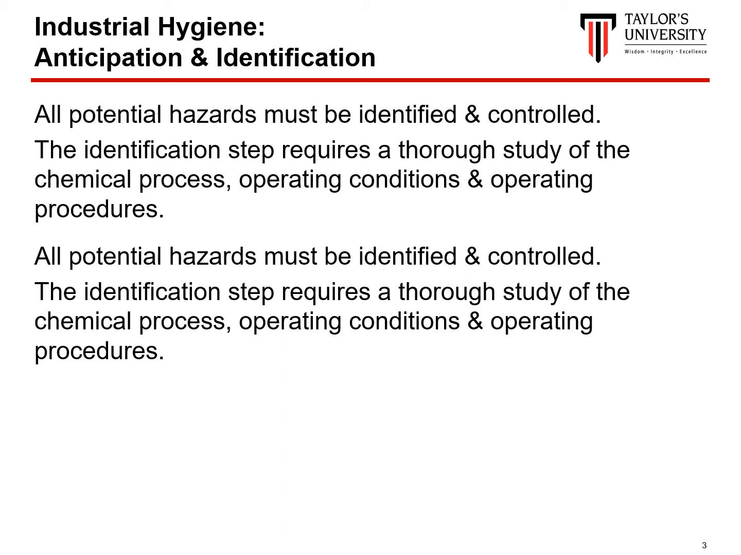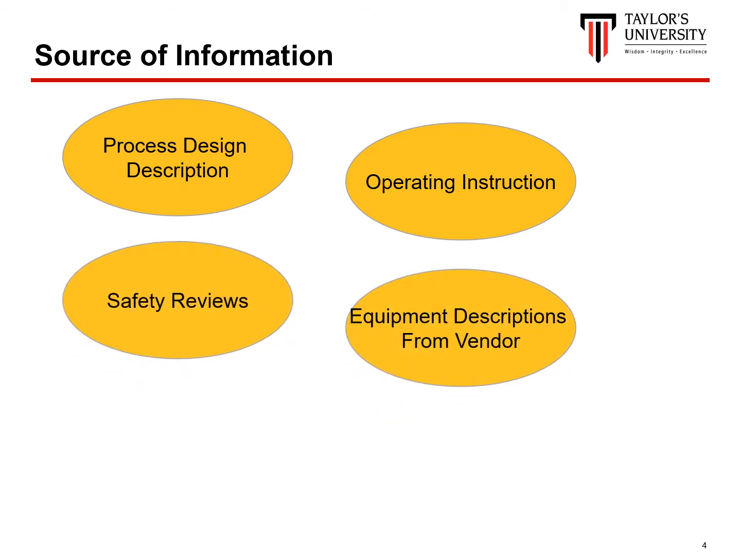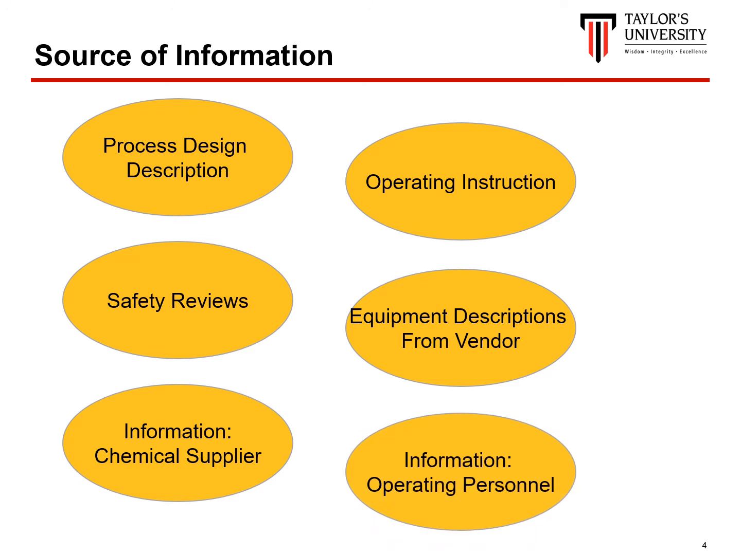The identification step requires a thorough study of the chemical processes, operating conditions, and operating procedures. The sorts of information include process plant description, the operating instructions, safety reviews, equipment vendors' descriptions, information from the chemical suppliers, and also information from operating personnel.